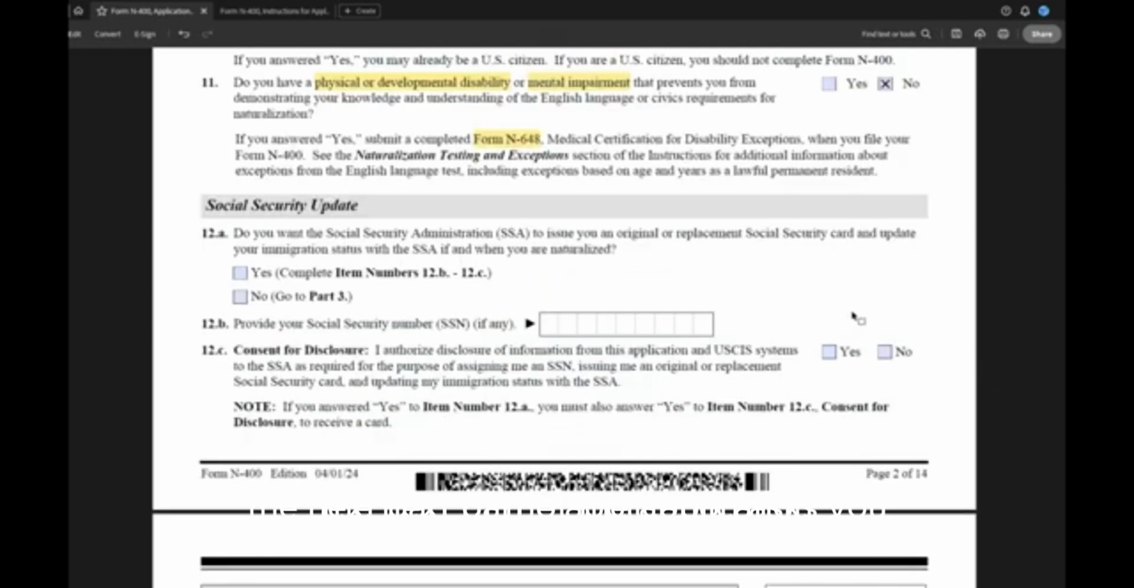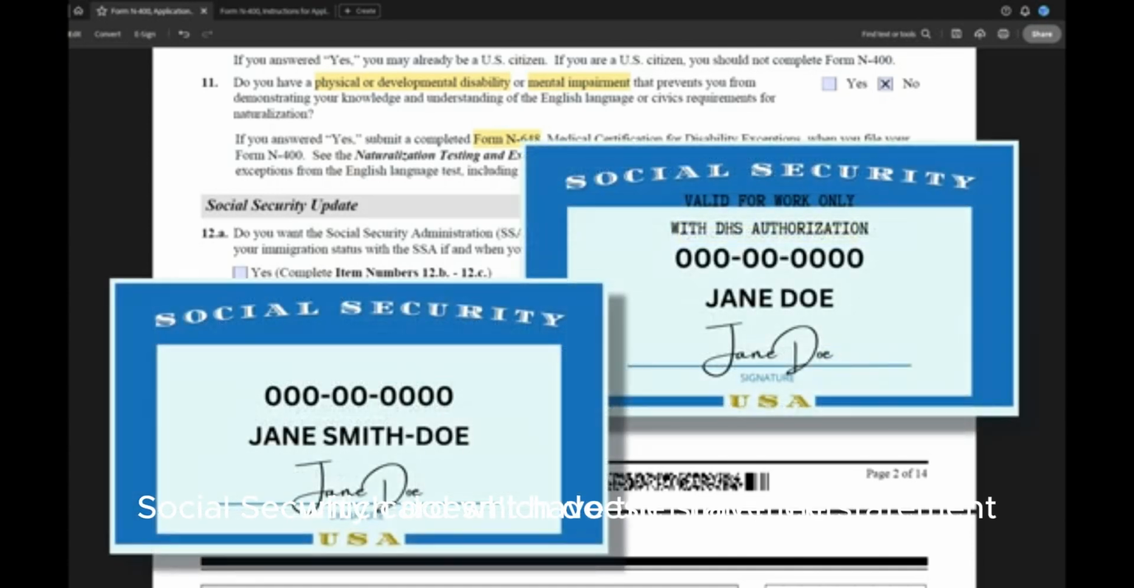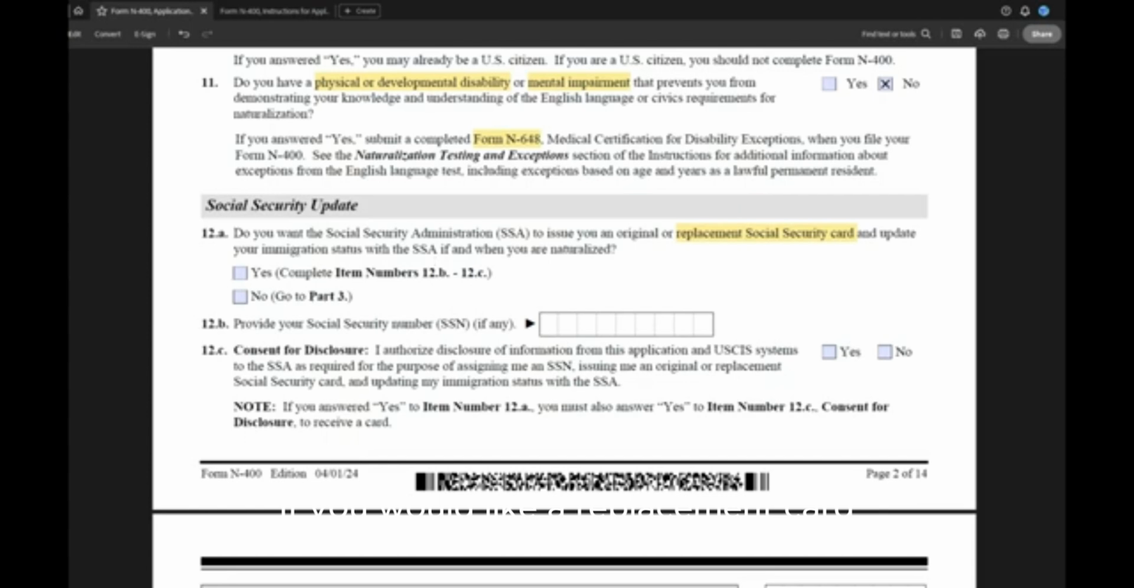The next part of the application asks you if you would like to request a Social Security card update, whether you would like to receive a replacement Social Security card which doesn't have the statement that authorizes you to work with Department of Homeland Security permission, or if you would also like to update the name on your Social Security card. If you would like a replacement card, which you should probably get, you should answer yes to this question and provide your Social Security number here.